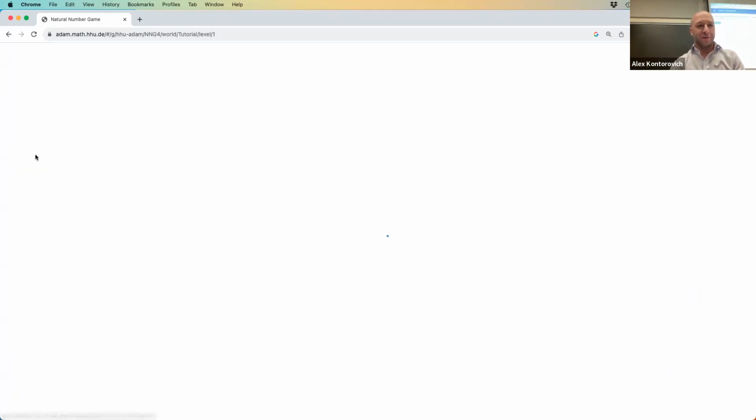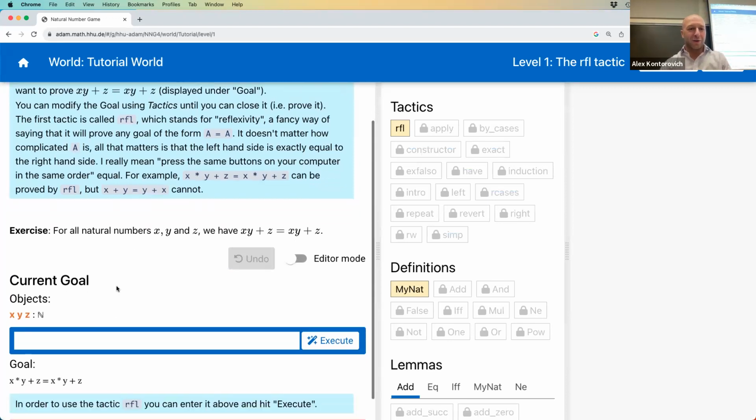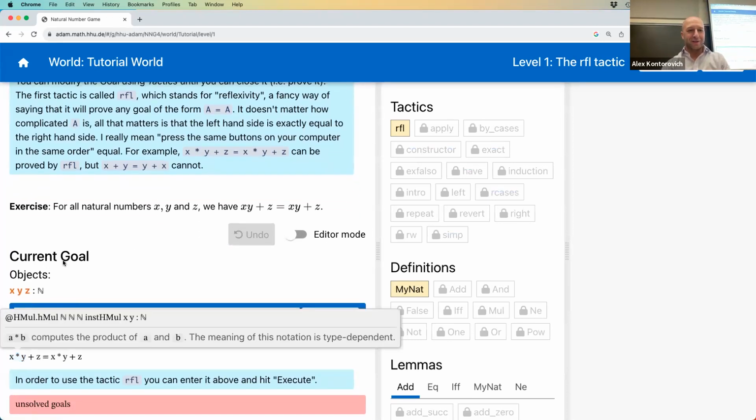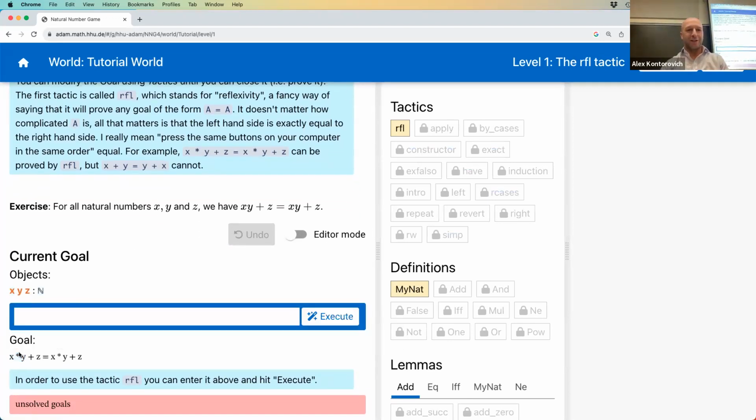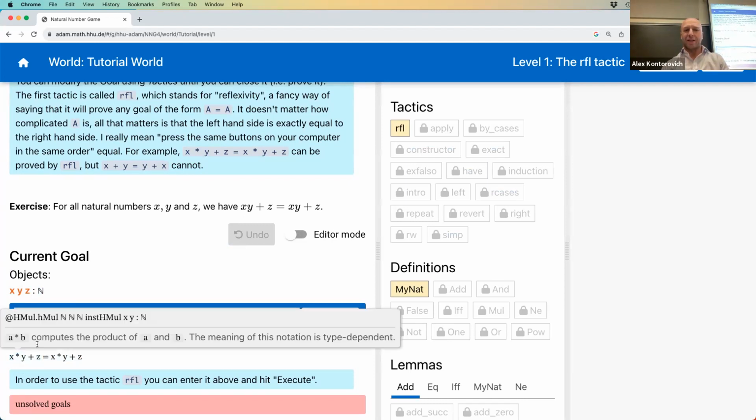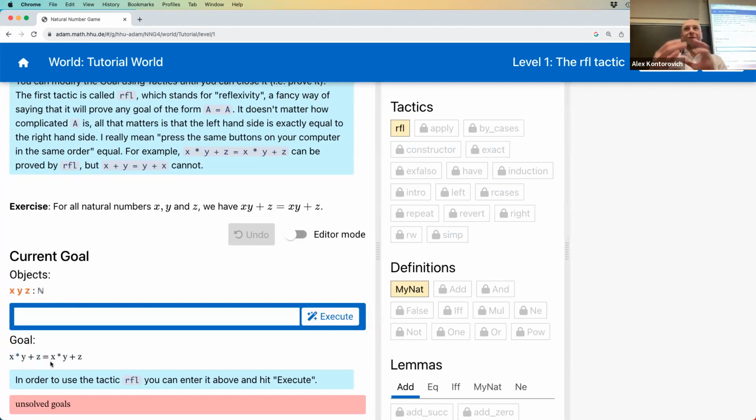Tutorial world. Okay, so tutorial world, fine. So our goal is, you know how this works, right? You have objects here, goals here. The goal is x times y plus z. And notice how it highlights, like, is it x times y? What's PEMDAS, right? What's the order of operations? Well, you just hover, and it knows that it's x times y first, and then x times y is being added to z. So the hovering will tell you, if you're ever confused about that, the hovering has information.